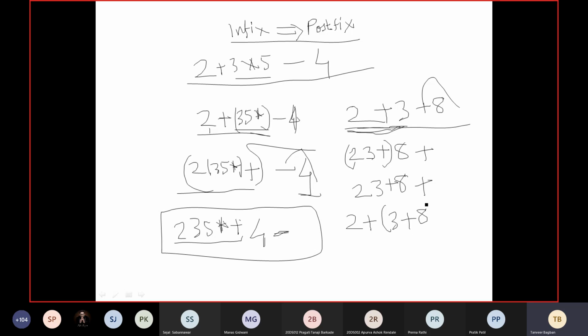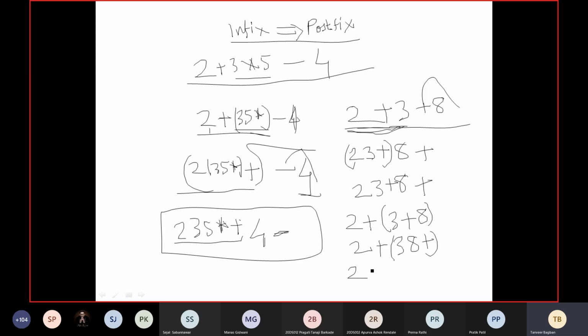Now see how this is converted into postfix format. Remember, even though both are plus operators, first the brackets are solved. So when you solve the bracket first, this plus is taken out first. Now it becomes 3 8 plus. Now this becomes one operand, and the expression becomes 2 plus, in bracket, 3 8 plus. Now this plus is taken out.